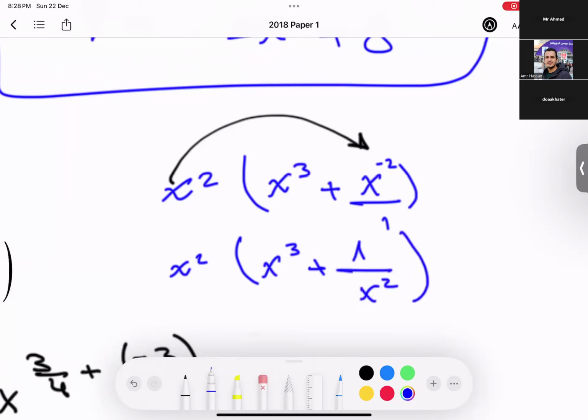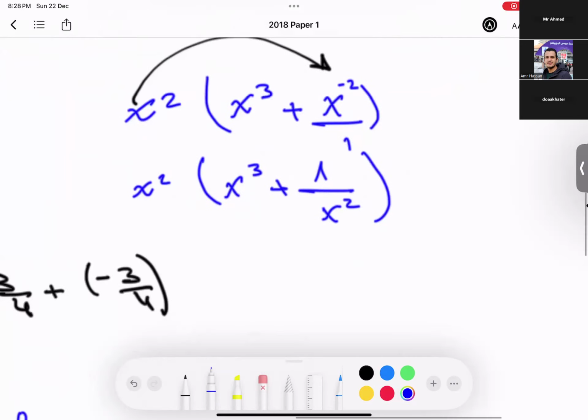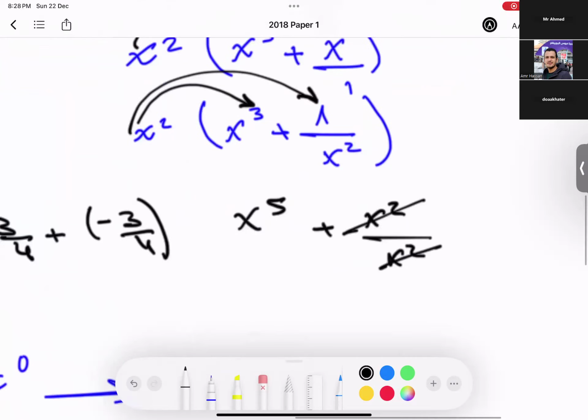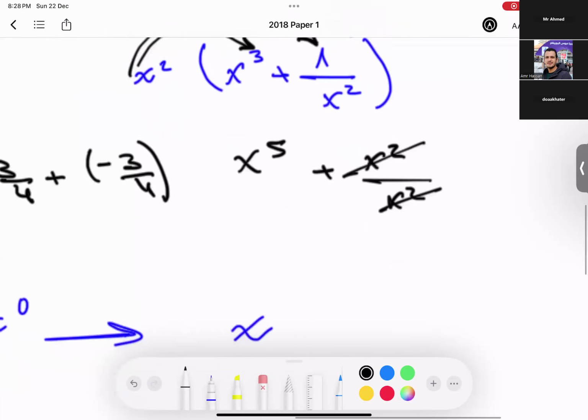Did you get it? Yeah. I haven't done anything yet. So let me try to do the same thing. So this one's going to be x to the power of 5, which makes sense. x to the power of 2 multiplied by 1 over x to the power of 2. So it's going to be x to the power of 2 over x to the power of 2. It's being canceled because we got the same number up and down, which makes sense. It's going to be x to the power of 5 plus 1. Did you get it? Yeah.